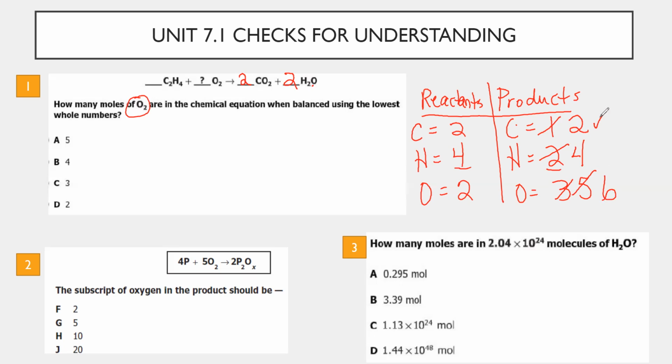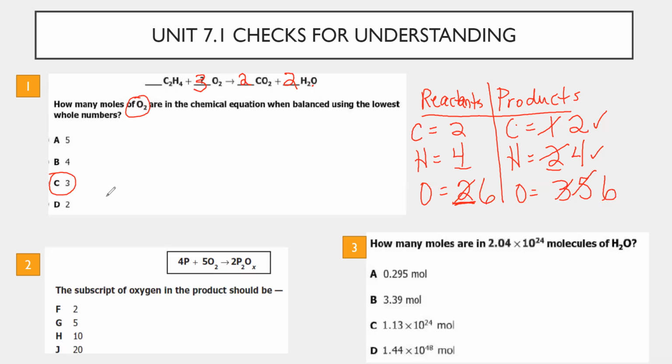So now we have the carbons balanced. We have the hydrogens balanced. We've got to fix our oxygens. This is the last thing. We have 2 on the reactant side. That's an elemental, which means it's all by itself, which is what they were asking for in the first place. And in order to get this 2 up to 6, we're going to need a coefficient of 3 right there, which is going to turn that into 6. So your answer is letter C for that problem.